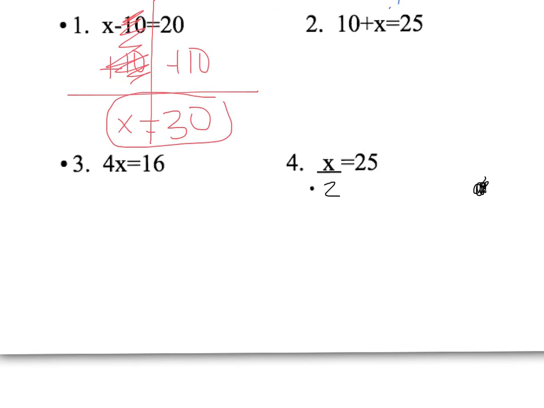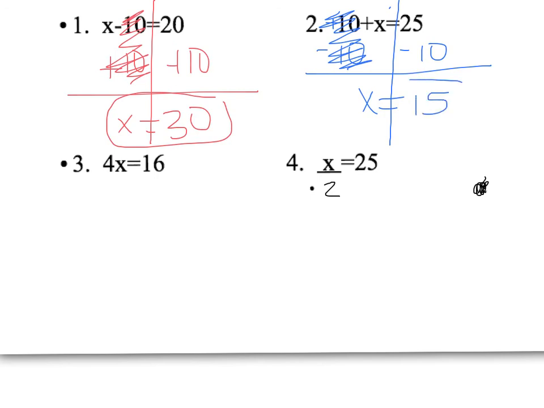Number 2, draw a line down your equal sign. This is a positive 10. The opposite of a plus 10 or positive 10 is minus 10. So I'm going to subtract 10 from both sides. 10 minus 10 is 0, leaving me with x equals 25 minus 10, which is 15.